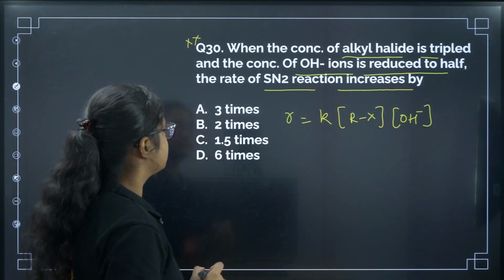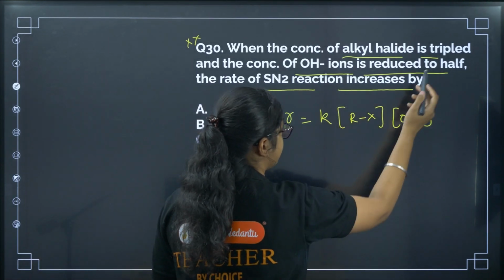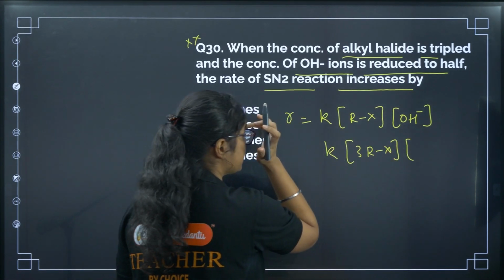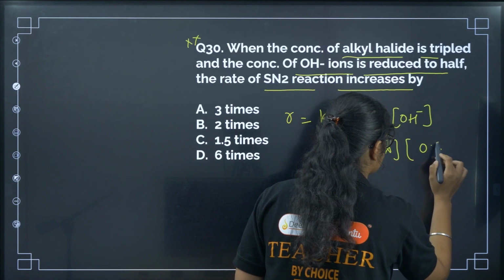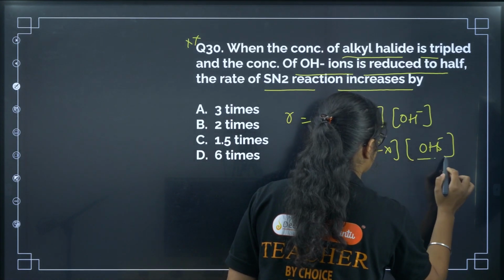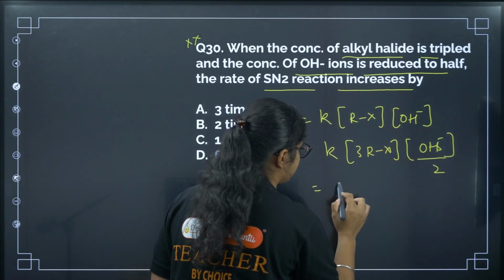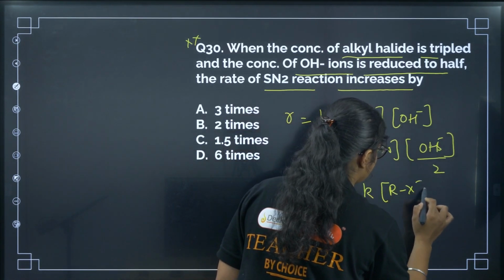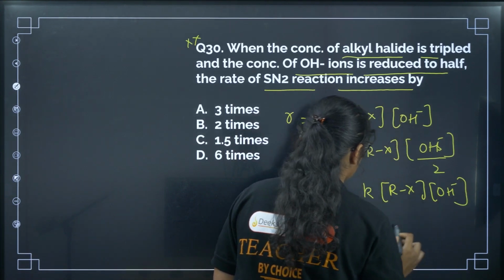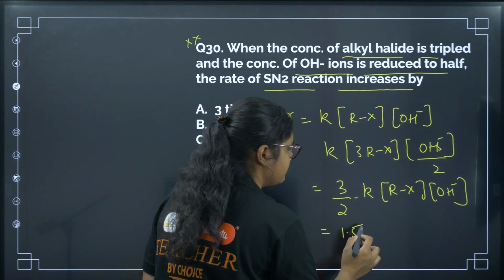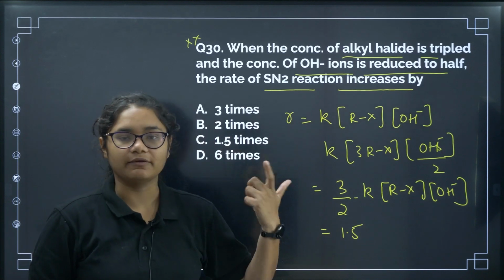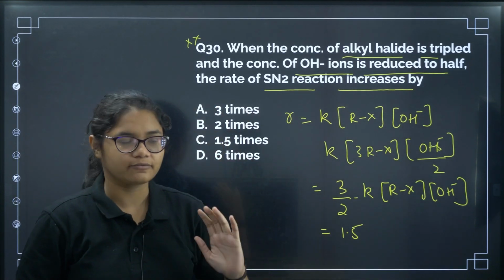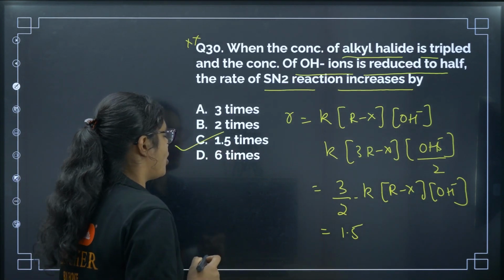Now according to the question, the concentration of alkyl halide is tripled, so we can write 3 times RX, and the concentration of OH minus is reduced to half, so OH minus becomes half. So we can write the new rate as 3/2 K into RX and then OH minus ions. Now this value will come around 1.5. So the rate of the reaction increases by 1.5 times when the concentration of RX is tripled and OH minus is reduced to half. So the correct answer for this question will be option number C.